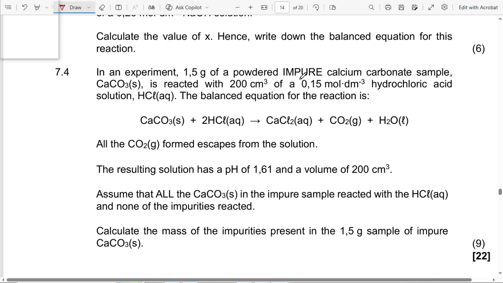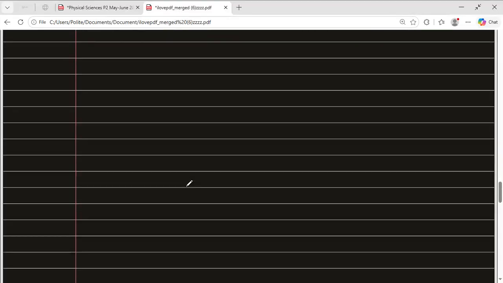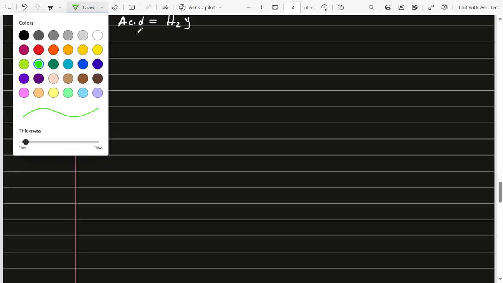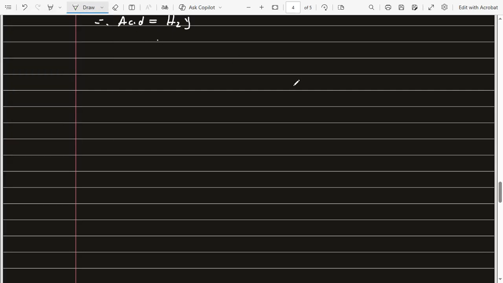They want you to assume that all the calcium carbonate in the impure sample reacted with the hydrochloric acid, and none of the impurities reacted. They want you to calculate the mass of the impurities present in the 1.5 grams sample of the impure calcium carbonate. Okay, let me work on this question. Please make sure that you open the question on a different device. I'm sorry. So now, what are you given? You need to first focus on what we are given to answer this 7.4.